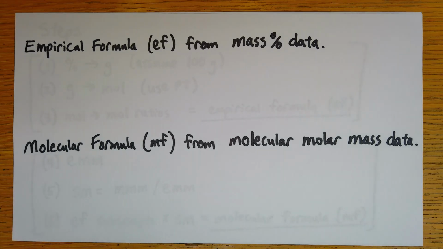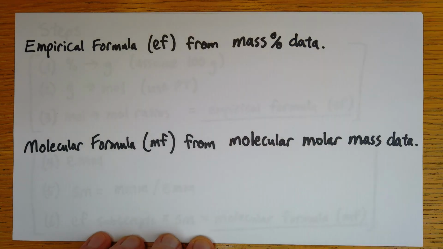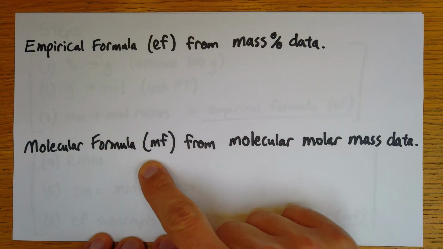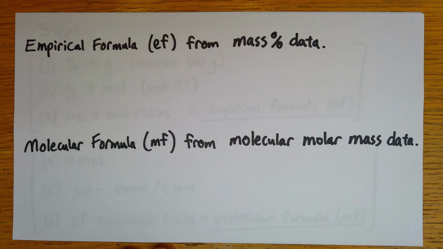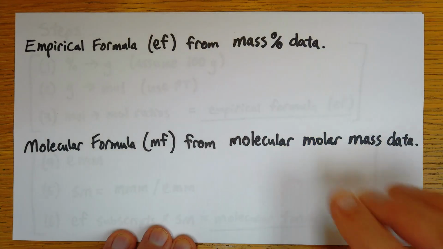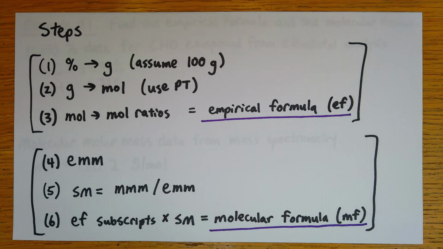So the long story short, we get empirical formula data from mass percent data, and we're going to get molecular formulas from the molar mass data from the mass spec. So elemental analysis and mass spec. All right. So here are the 6 steps we're going to follow to do these example calculations. We have 2 examples for today.